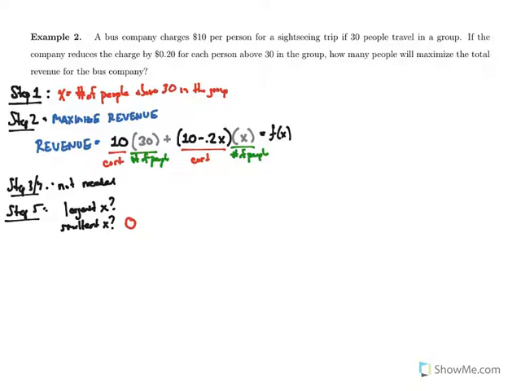The largest value x could be in the context of the problem would be when 10 minus 0.2x is equal to 0. At that point, the cost doesn't really make any sense, as it's going to be negative or 0 at that point. And this is going to be when x is equal to 50.